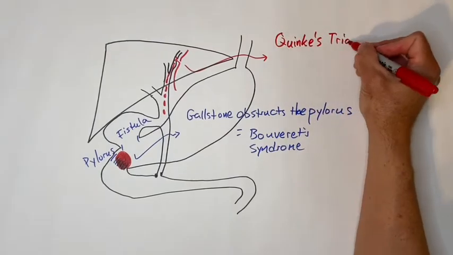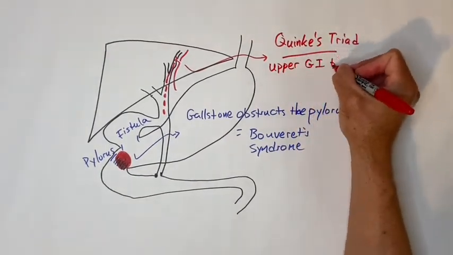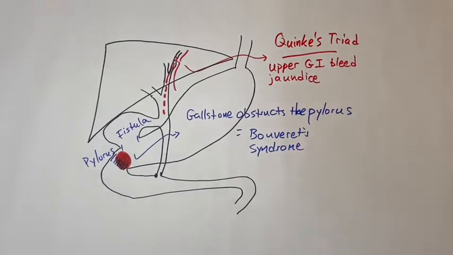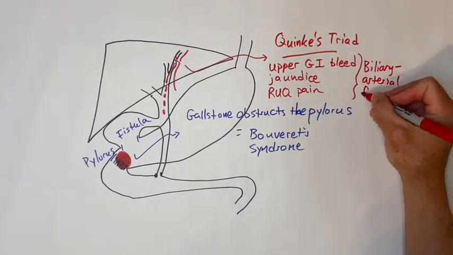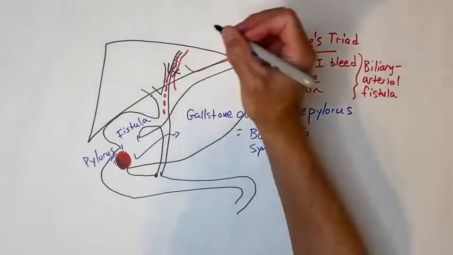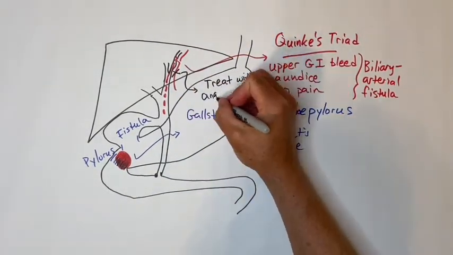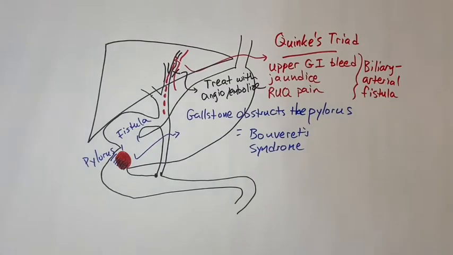Quincke's triad is sudden upper GI bleed with jaundice and right upper quadrant pain. This is due to a hepatic artery to bile duct fistula, usually caused by previous liver trauma. Treat with IR angiography and embolization of the bleeding hepatic artery branch.